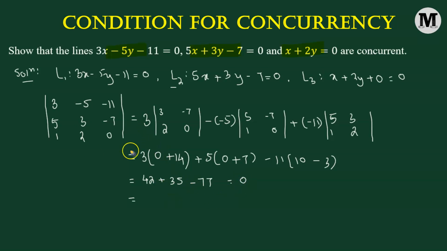As we are getting the determinant equals to 0, so here we can say, thus the three lines that we considered, L1, L2, and L3, these three lines are going to be concurrent. That means they are going to pass through a common intersection point since the determinant came out to be 0.